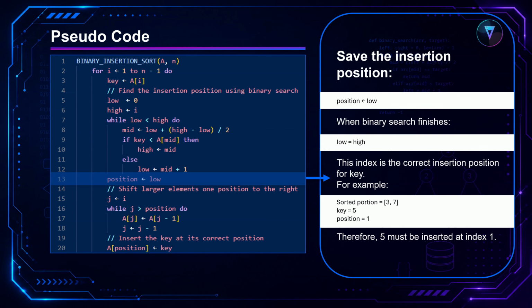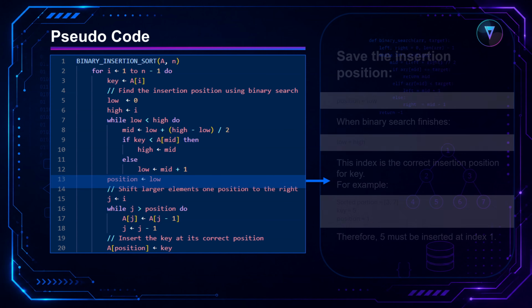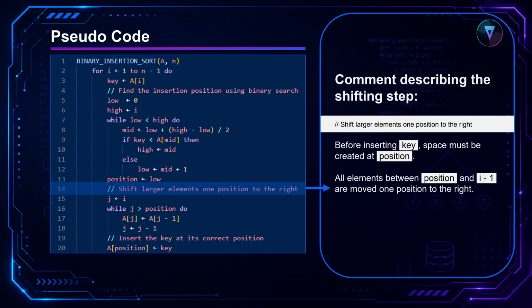Binary search eventually stops, and the next instruction is position equals low. Correct. When binary search finishes, low and high are equal. That index is the correct insertion position for the key. So if the sorted portion is 3 and 7, and the key is 5, position becomes 1. Exactly. 5 belongs between 3 and 7, which is index 1.